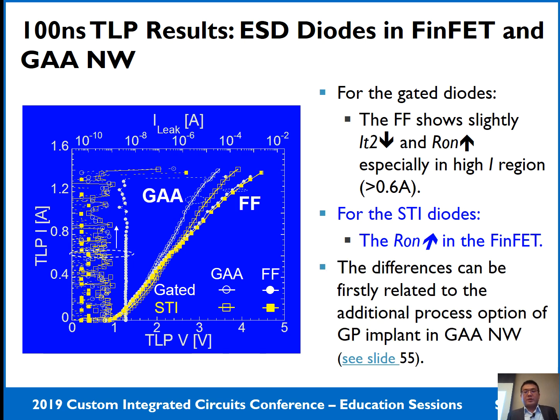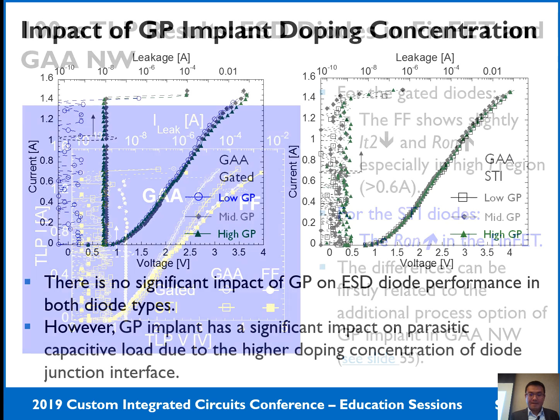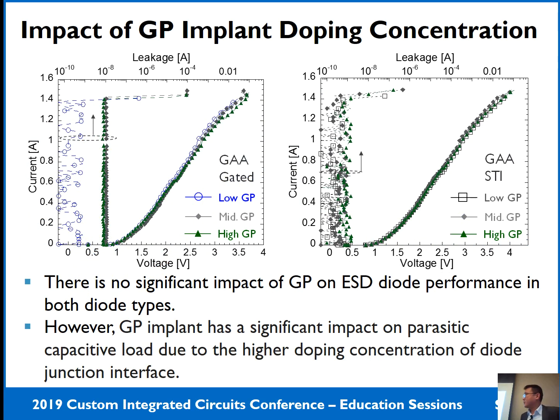So this difference between the gate-all-around ESD diode and the FinFET ESD diode can first be related to the additional process option of the ground plane implant I showed in slide 15. Okay. But the measurement result just showed there's almost no impact from the different ground plane implant concentration in both diode types, gate-all-around gated and gate-all-around STI diode. They have a very similar IT2 and R.